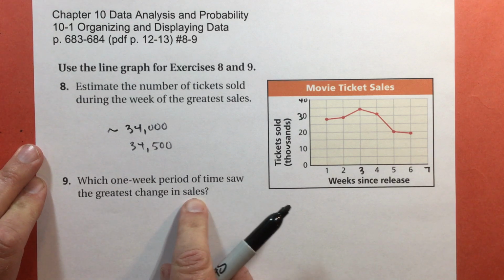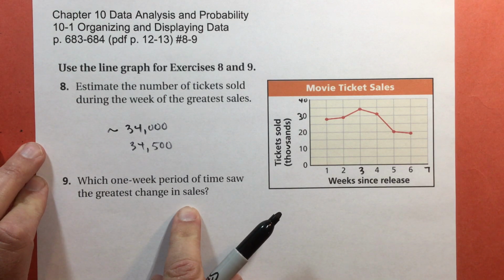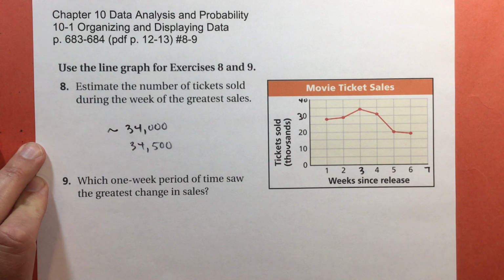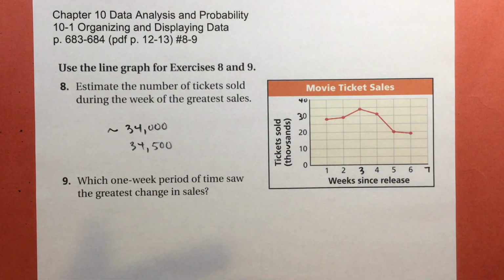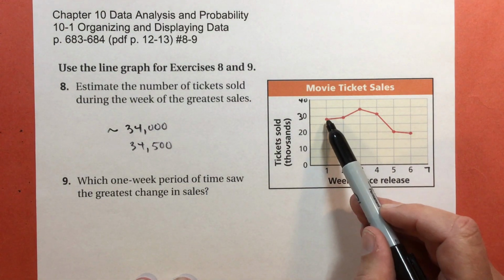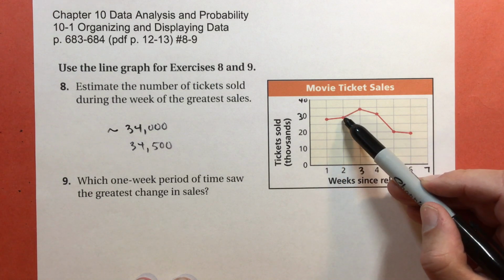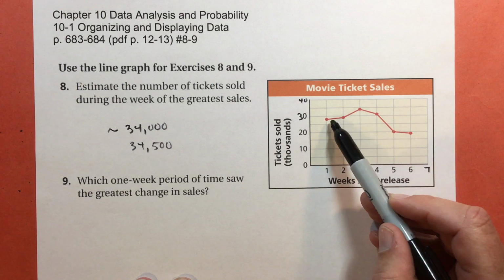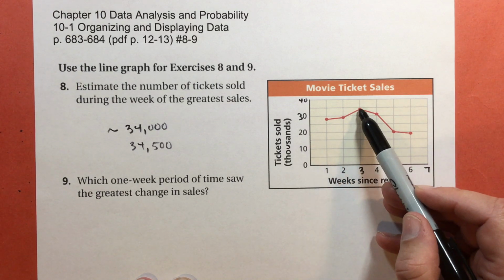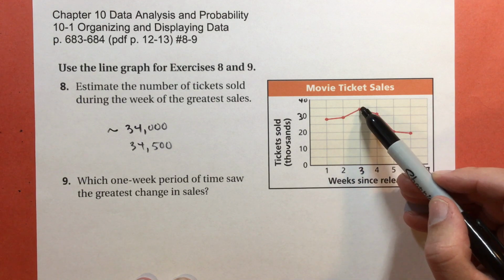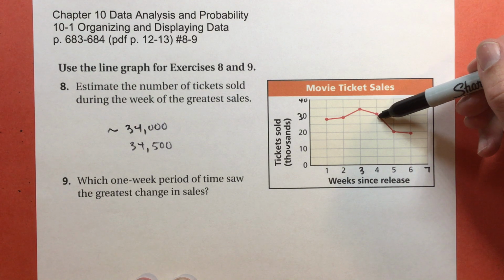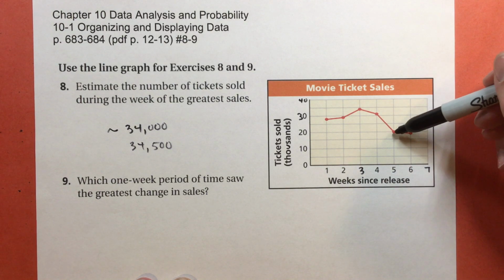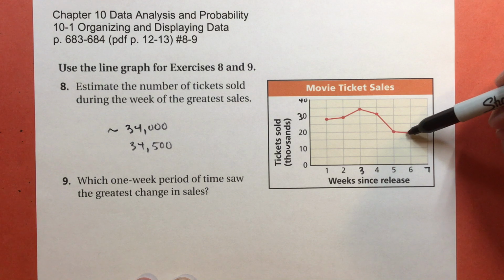Which 1 week period of time saw the greatest change in sales? Okay, this does not tell me whether the change in sales is an increase or a decrease. So you got to be careful with that. Looks like it went up slightly here, but it looks like it went up more here. So between increase, for the two that were increasing, I'd go between 2 and 3. But wait, it went down, and then it went down way far here. And of course then it still went down, but not as much.